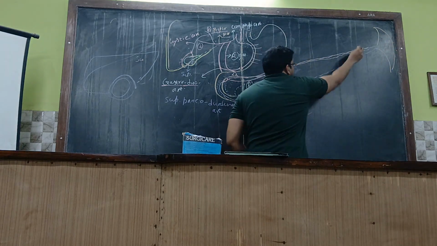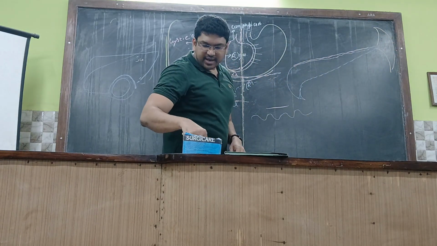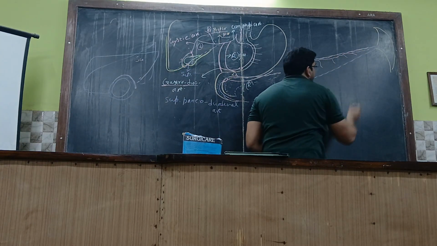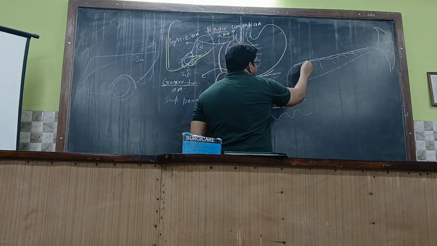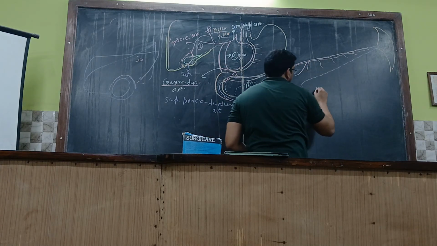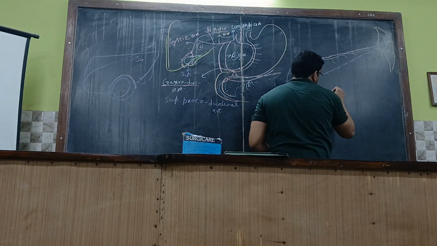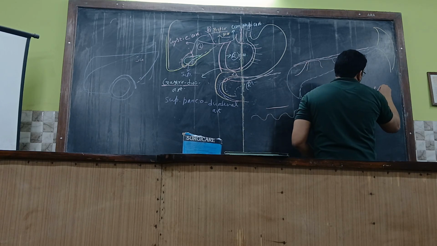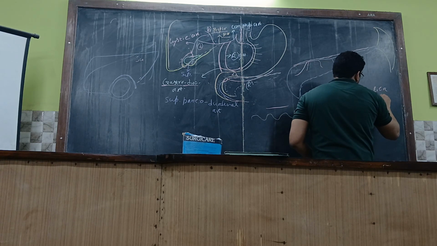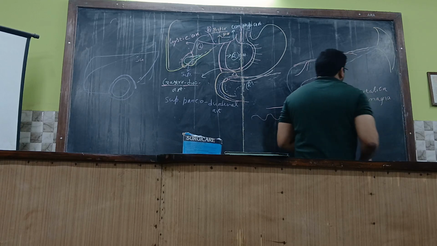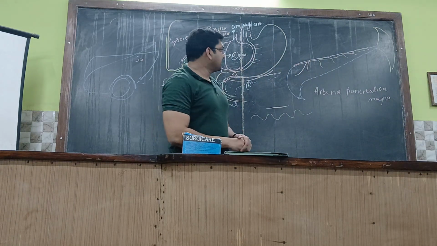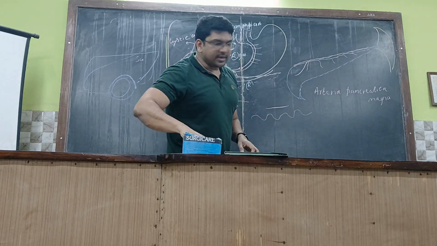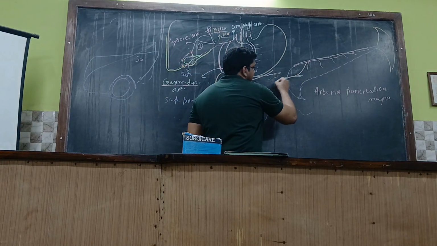So whenever it is going in this manner, it will be giving rise to a few branches for the pancreas. These are called the pancreatic branches. One of the branches will be the bigger branch, that is called arteria pancreatica magna. This biggest branch is arteria pancreatica magna, which will be associated with the main pancreatic duct.